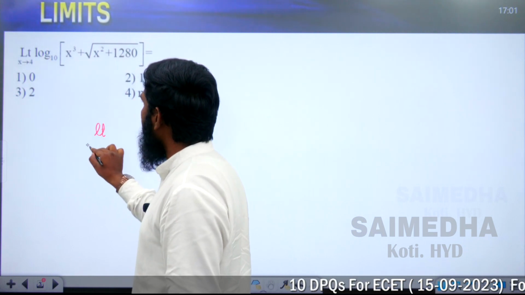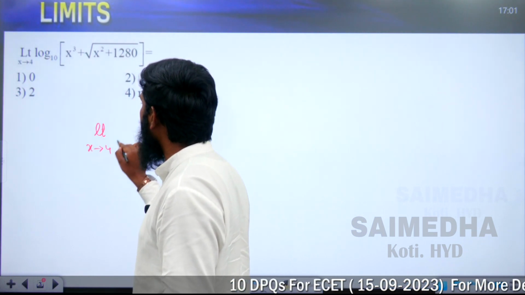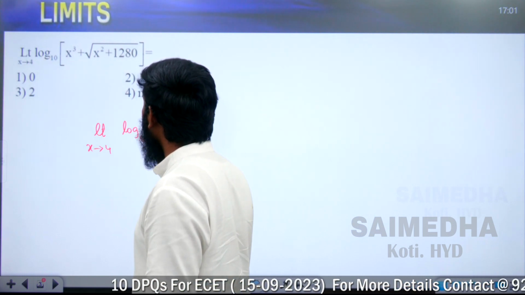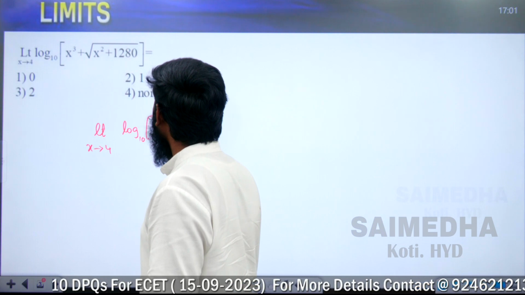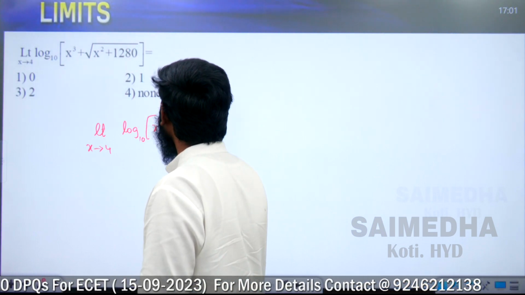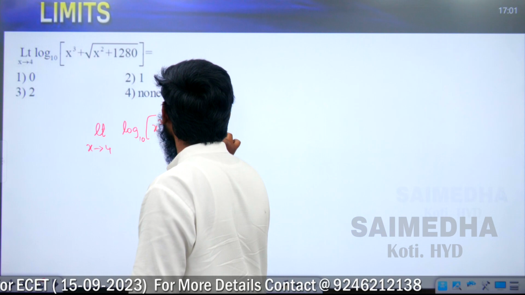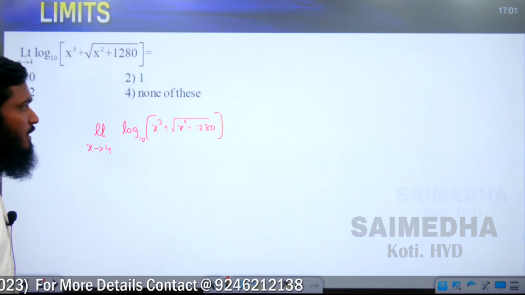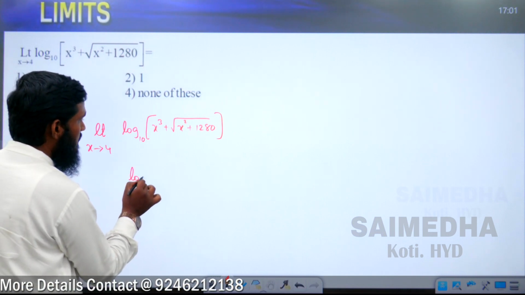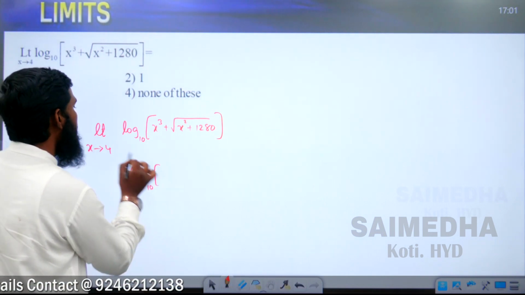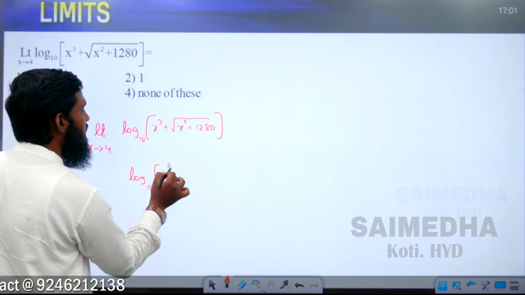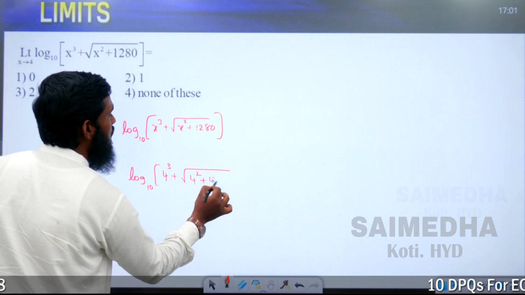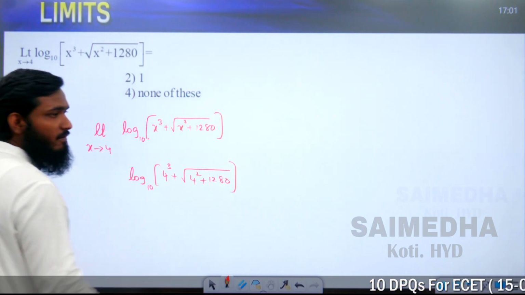Limit x tends to 4, log to the base 10 of (x cube plus under root x square plus 1280). This is the question. If we substitute the x value, what will happen? Log base 10 we write as it is. Substituting x as 4 gives 4 cube plus under root 4 square plus 1280.